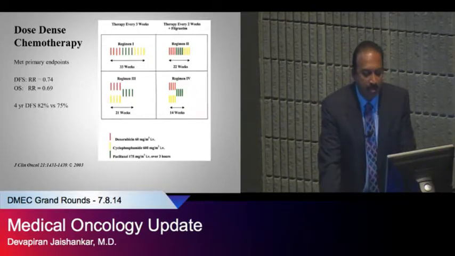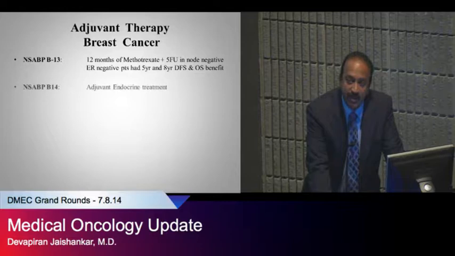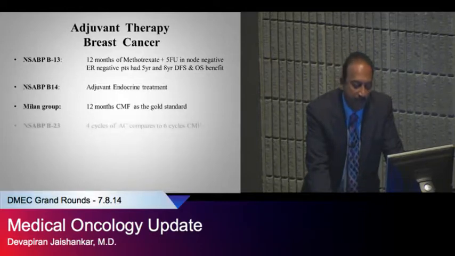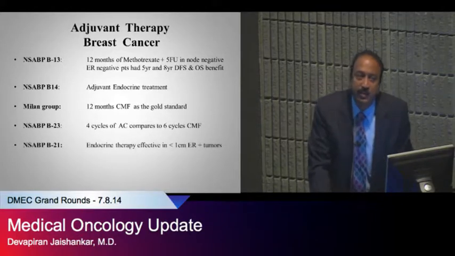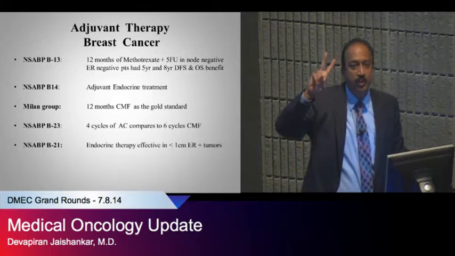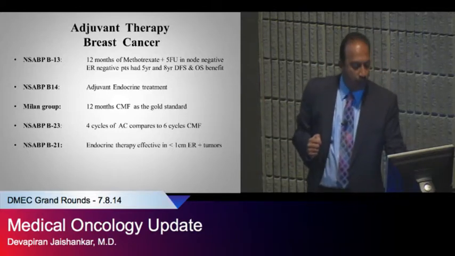So adjuvant therapy in breast cancer, we went from 2 drugs, methotrexate 5-FU, to 3 drugs, CMF, as the gold standard for 12 months. Then CMF went for 6 months. We found AC 4 cycles over 3 months was just as effective. And with the dose dense, we are down to AC 4 cycles, 2 months. So we went from adjuvant therapy for 12 months down to adjuvant therapy for 2 months.